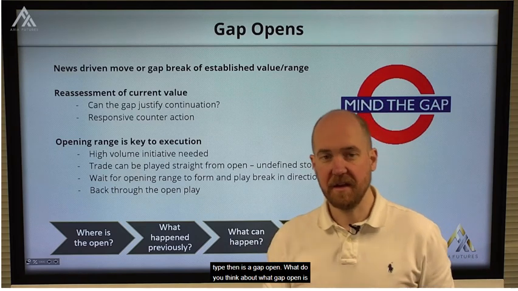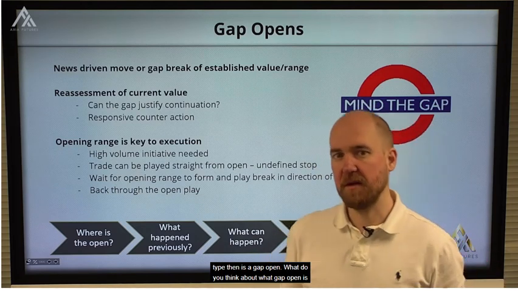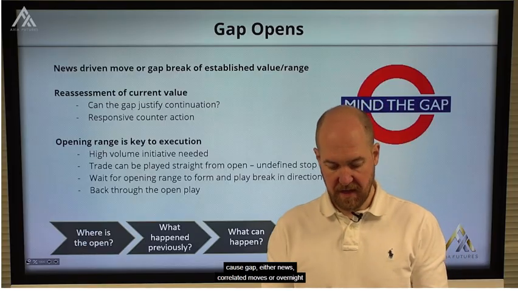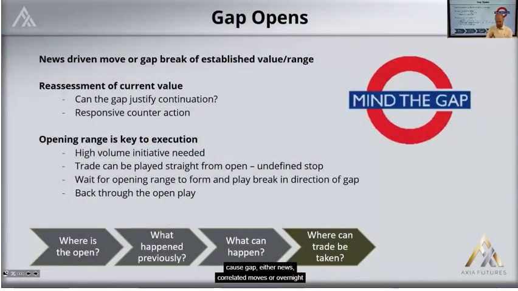Final opening play type then is a gap open. What you're thinking about with a gap open is what's caused it. And there's going to be a few factors that cause a gap: either news, correlated moves, or overnight positioning. So you've got to assess what has happened to create the gap, in terms of that then telling you whether this is actually likely to play out as a continuation or not.